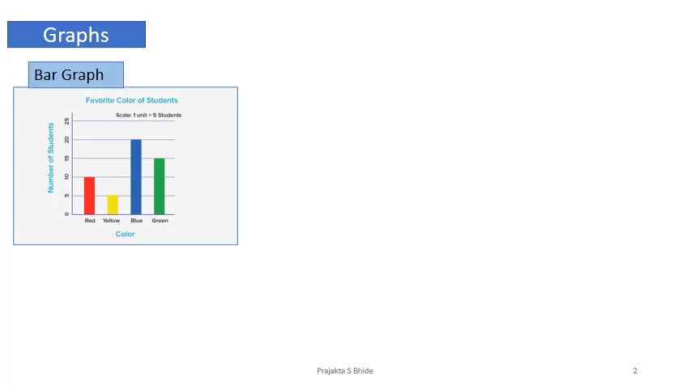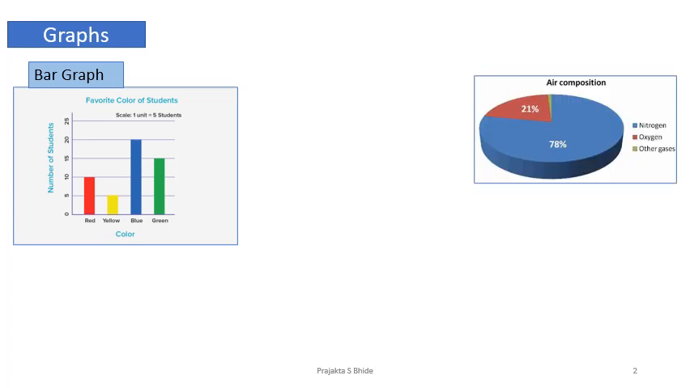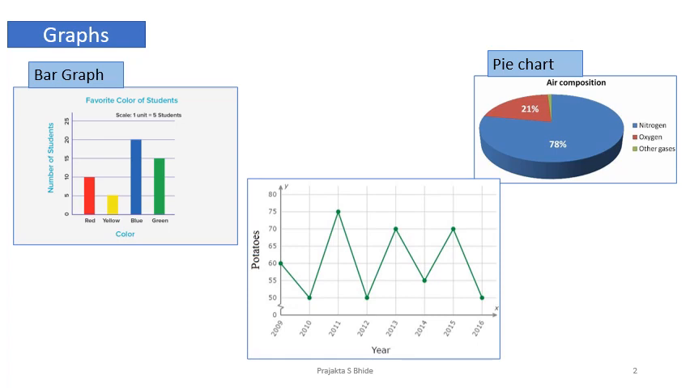Another version of graphical representation. Have a look at this. We have studied the composition of air, 78% nitrogen, 21% oxygen, and some portion of other gases. Doesn't it look like a pie that you eat? Yes. So this is a pie chart. This is also a graphical representation. Pie chart.